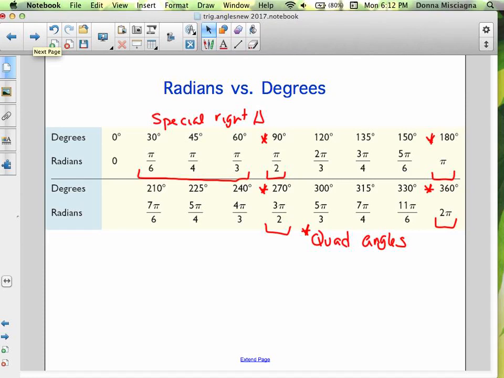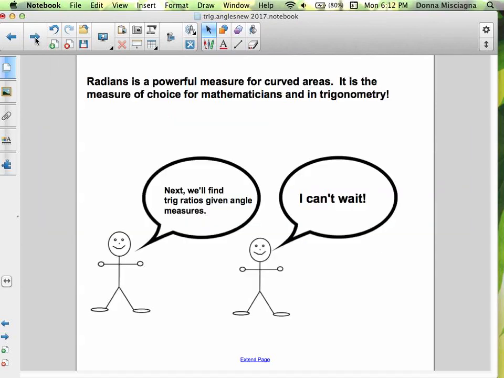I think our friends are coming up here. I thought they ended this lesson. Here they are, Melvin and Philippe. So radians is a powerful measure for curved areas. It is the measure of choice for mathematicians and in trigonometry. So next we'll find trig ratios given angle measures.